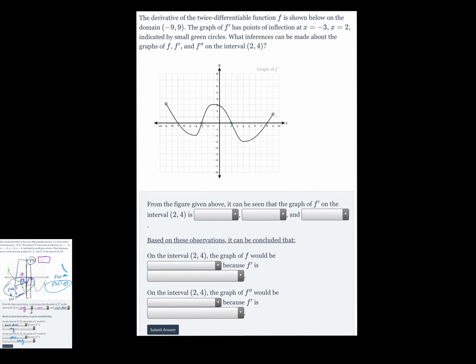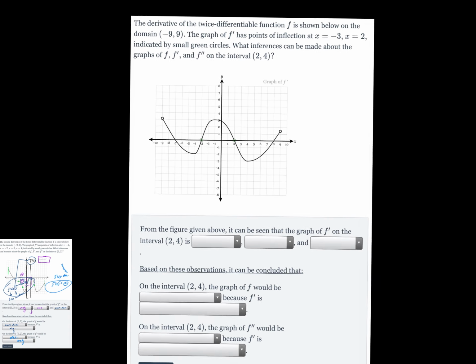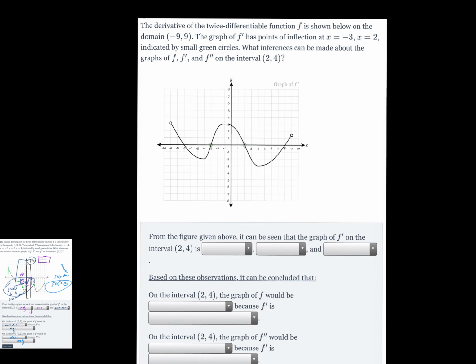What can we infer about this one? We are given, please note what graph we have. We have the first derivative. All right, so the derivative of the twice differentiable function f is shown below. We have a domain, -9 to 9. The graph has inflection points at -3. Let me identify those. We have one at -3. There we identified it, but I'm going to do it again. At x equals 2, and that's it.